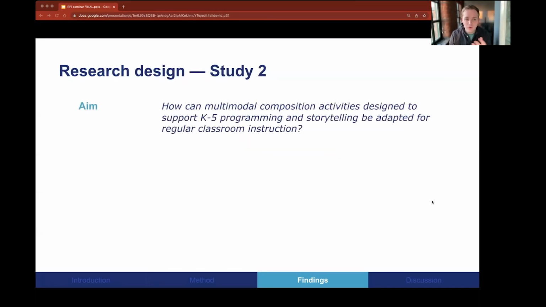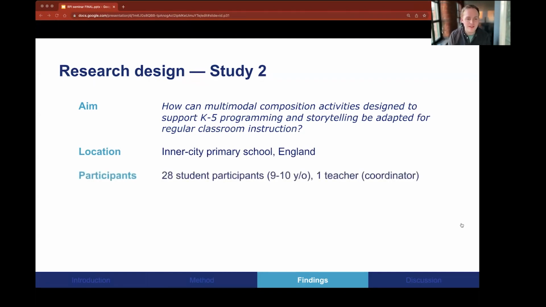And so then we were interested in how this unit of work could be adapted for regular classroom instruction, right? Where you have additional challenges and additional pressures, time issues and things like that. It's quite luxurious in an after-school setting to do these activities. Again, it took place in a different primary school in England. And our initial plan was to work with multiple teachers within one multi-academy trust.